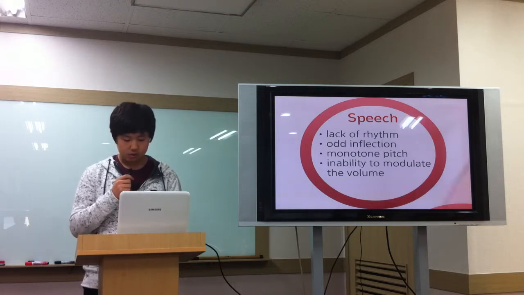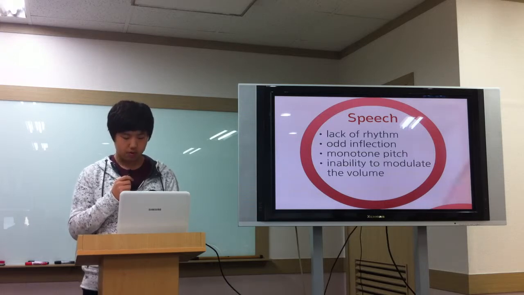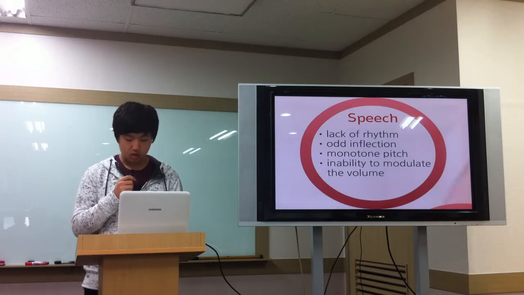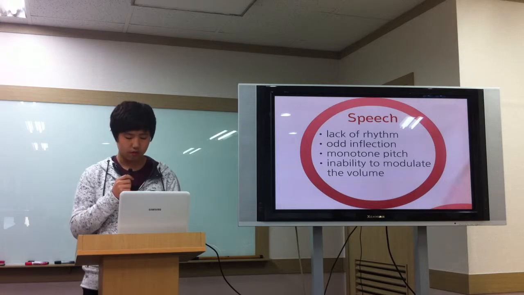Lastly, they are unable to modulate the volume of their voice in particular situations. For example, when a person with this illness goes to a theater or a museum, he or she is unable to control their volume and may make noise.